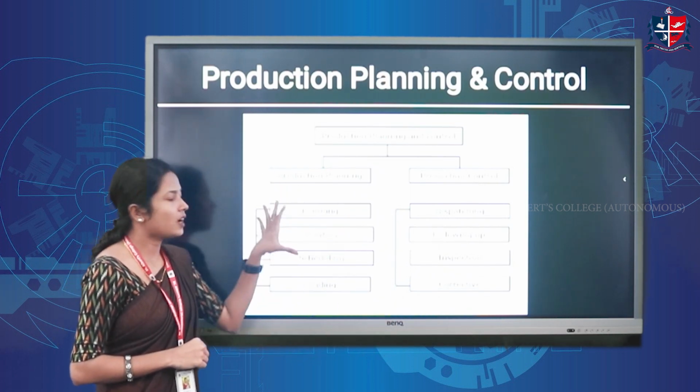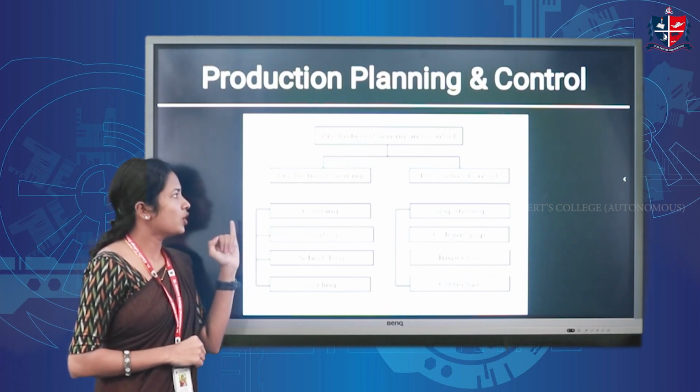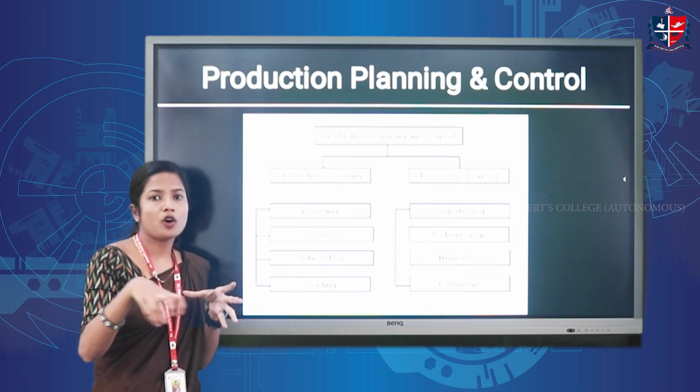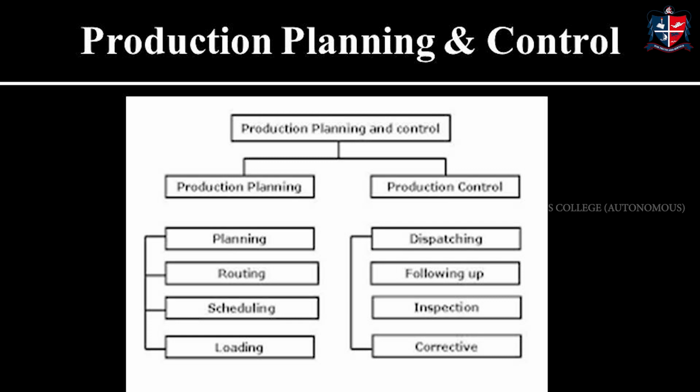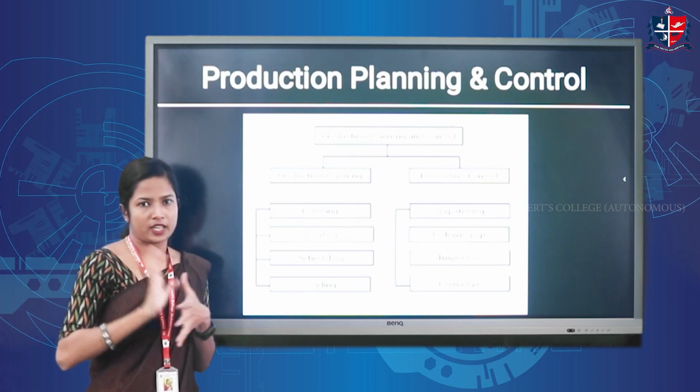Under production planning there are four steps. First one is planning. Obviously we will plan before we start the production. Next one is routing. Routing means the flow of materials or flow of goods. We will route our production according to the flow of goods. Next, the third one is scheduling. Scheduling means arranging the production work into different times, like when we take class, we follow the timetable. That way, we will schedule our production.